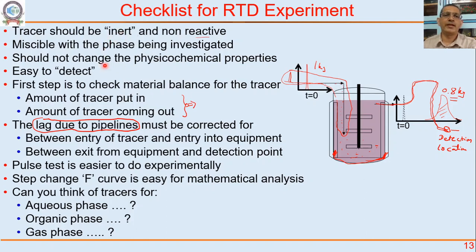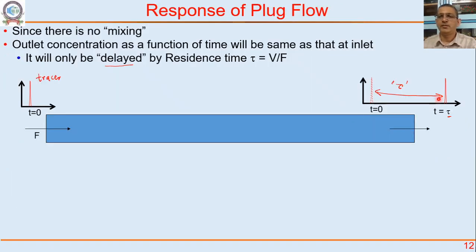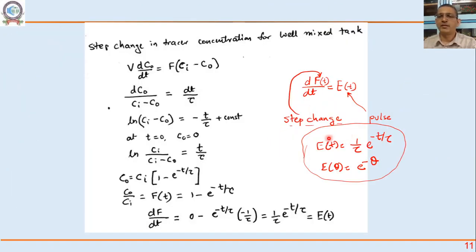What kind of tracer in the gas phase will be inert, non-reactive? It will be miscible, it will have the same physical properties as that of the gas phase or the liquid phase or the organic phase or the aqueous phase, right? Think about all these. So choosing a tracer is a very careful exercise. Doing an RTD experiment is a very careful exercise. It has to be done very carefully. But having done that, you will know how the reactor behaves, whether it is behaving like a plug flow, like this, or whether it is behaving like well mixed, like this.